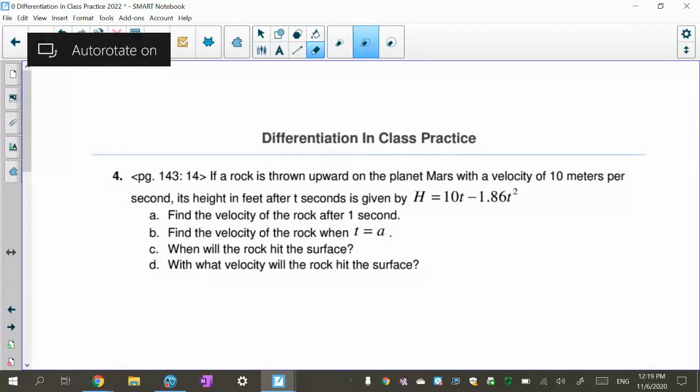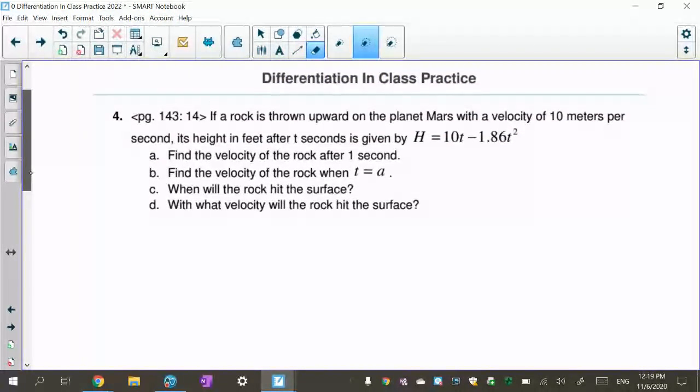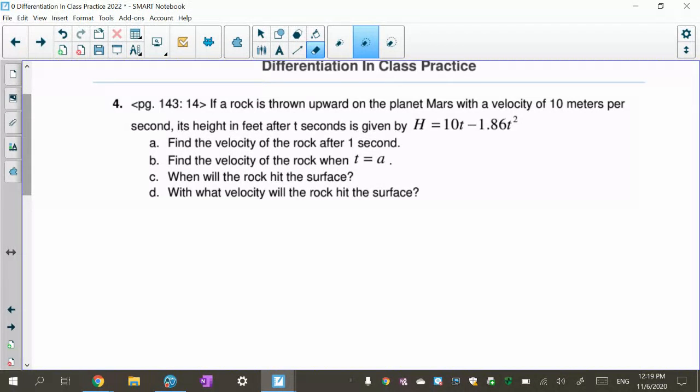I like this one a lot because it gives you some different variables and lets you see how you can use what's going on. So it's kind of a cool word problem. This again is on page 143, where your homework is. It's like an application, if you will. If a rock is thrown upward on the planet Mars with a velocity of 10 meters per second, its height in feet after 10 seconds is given by this equation.